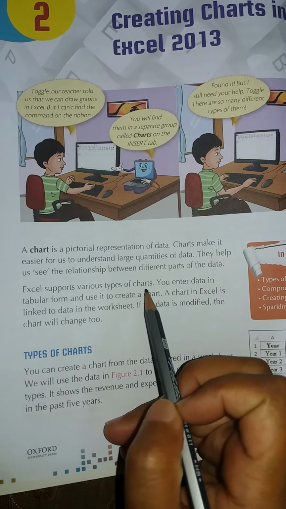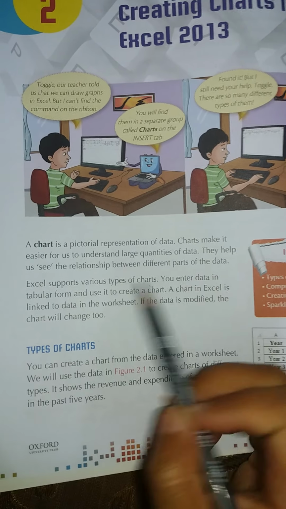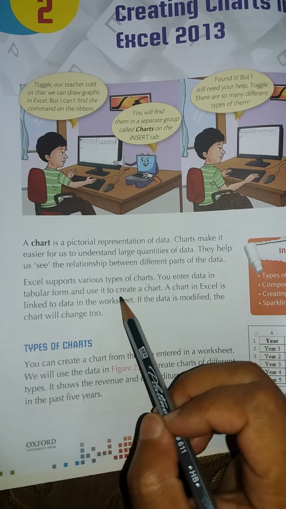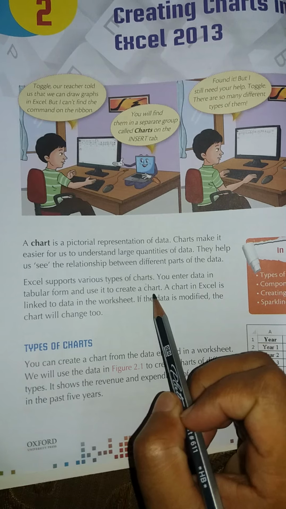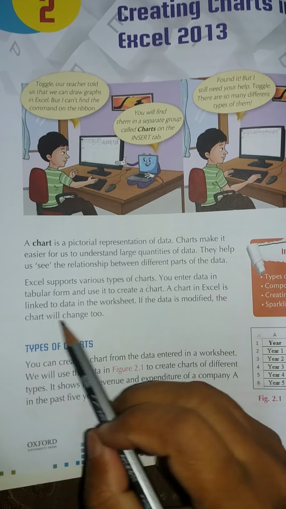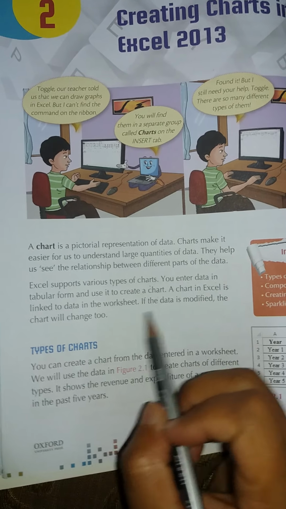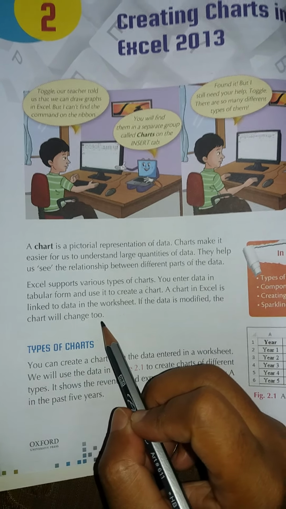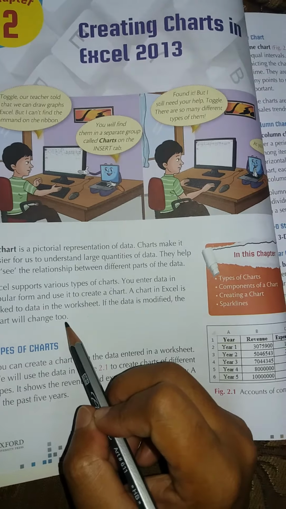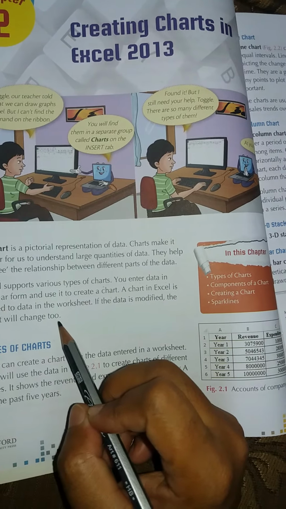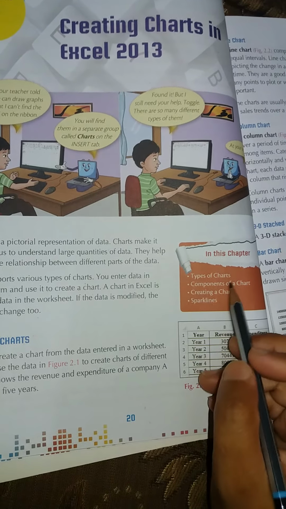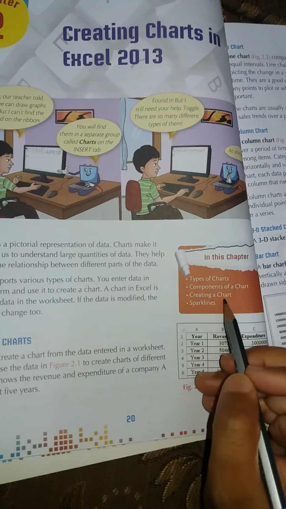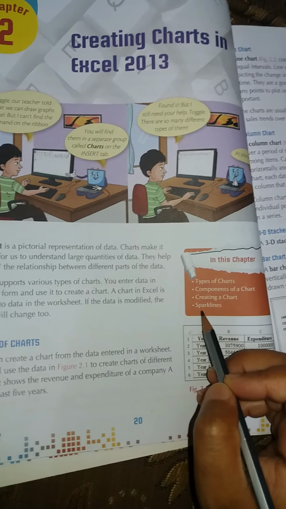Excel supports various types of charts. You enter data in tabular form and use it to create a chart. A chart in Excel is linked to data in the worksheet. If the data is modified, the chart will change too. In this chapter, we will study types of chart, components of a chart, creating a chart and spark lines.